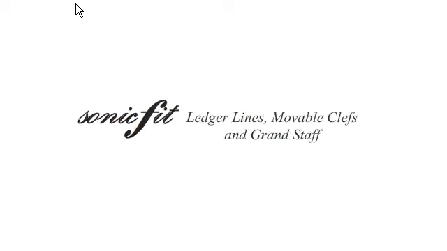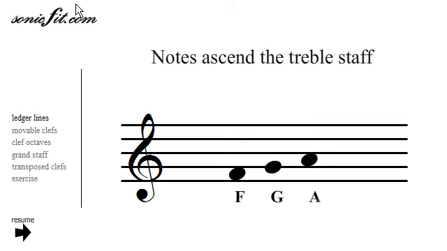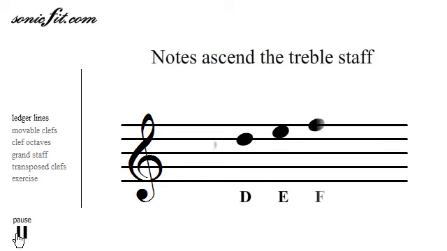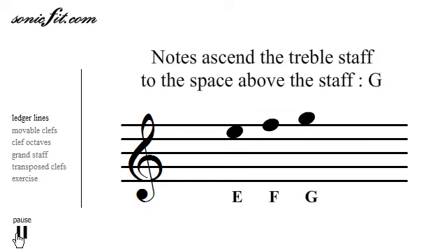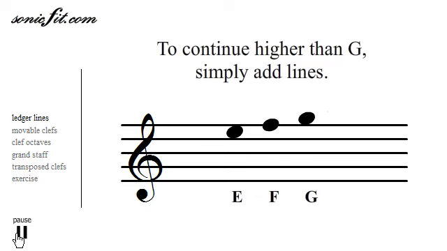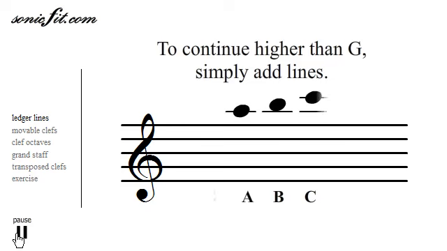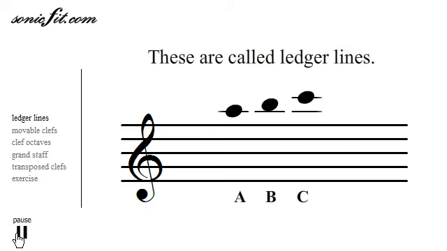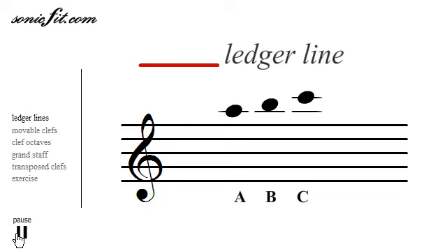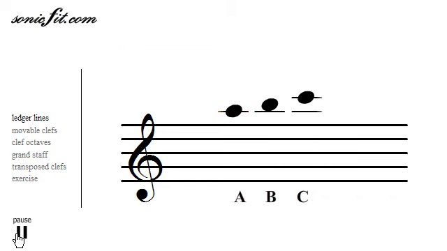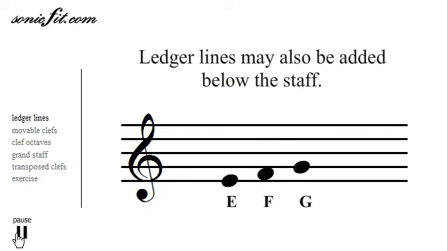Lesson 6, Leisure Lines, Movable Clefs, and the Grand Staff. Notes ascend the treble staff, and when they get to the top, you can keep going by adding lines. These lines are called leisure lines. You can add leisure lines both above and below the staff.